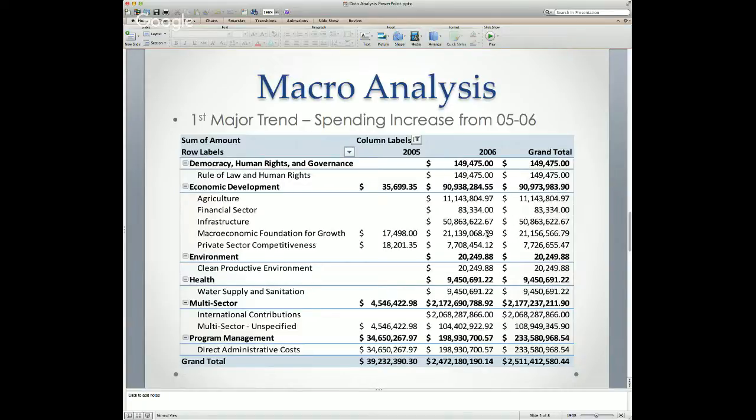So as you can see, I made a pivot table. After looking at some of the overall trends, the one I wanted to focus on that I discovered in my data was that there was a huge increase from 2005 to 2006. You can see this right here. This is 39,232,390 and $390.30. 2006, 2,472,180,190.14. It's a huge number. I mean, it's even hard to pronounce.